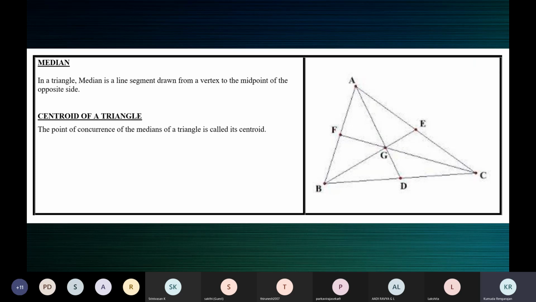Now these perpendicular bisectors are also concurrent. They will go through the same point. The three perpendicular bisectors have a common point; they pass through the same point. And that point is called the circumcenter.